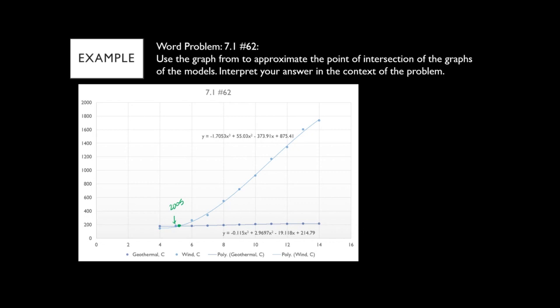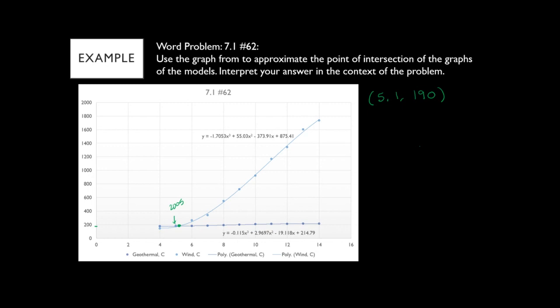So it doesn't quite hit my line at 200. It looks like it's a little bit under, so maybe 190 or something like that. So we would be estimating this like maybe it's at 5.1 and 190. You're just making an estimate because we're just eyeballing it based off of the graph. If you typed those equations into Desmos, you could get the exact intersection point of the two graphs if you wanted to attempt to do that, but we're approximating here.